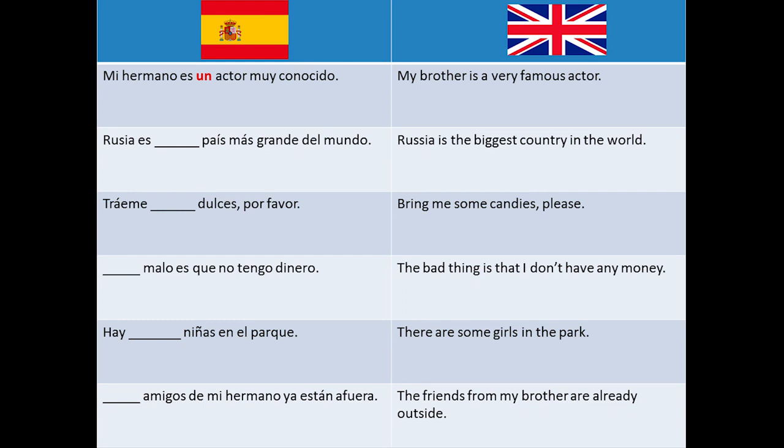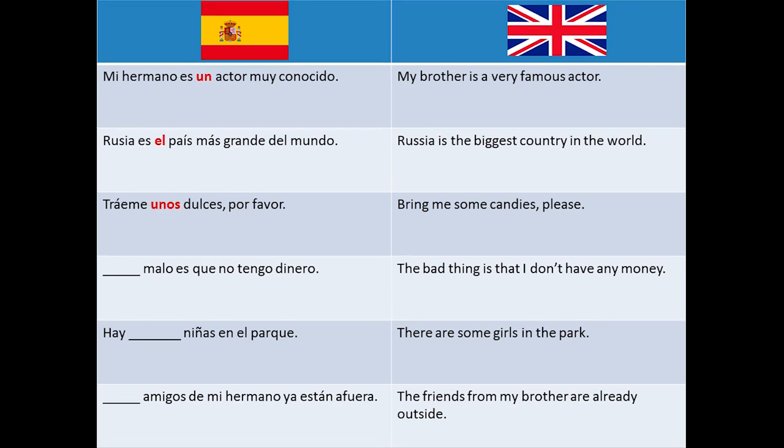El Rusia es el país más grande del mundo, or Russia is the biggest country in the world, in English. This is something unique, as there is only one biggest country in the world, so we use the definite article. Country is a male noun, so we use the singular form, el. Tráeme unos dulces, por favor. This means, bring me some candies, please. A little clue, dulce is a male noun. As we will have these candies for the first time, we use the indefinite article. In this case, we use the plural form unos.